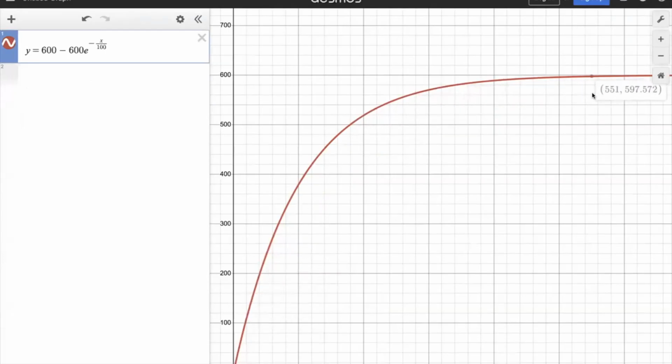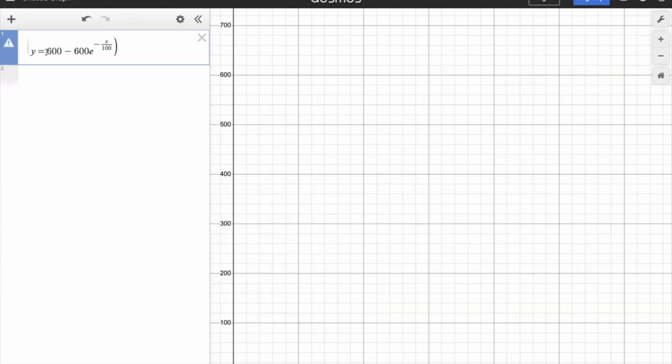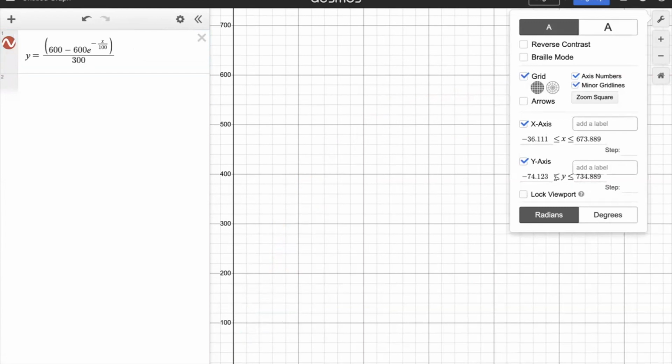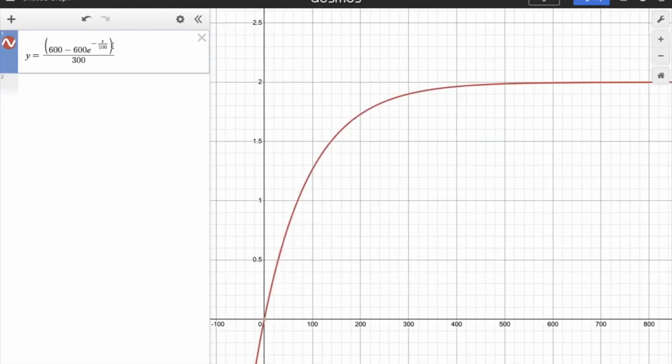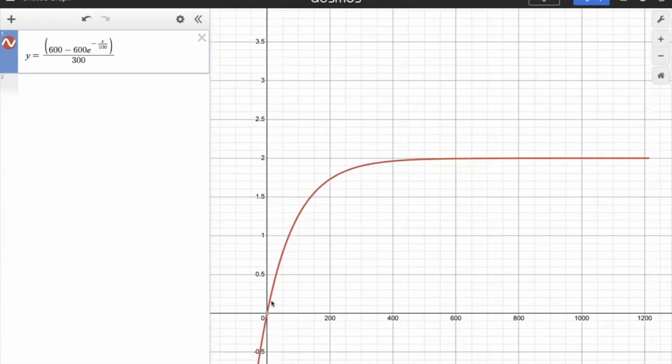So this checks out. And if we wanted to find the concentration of salt in the tank as a function of time, well, there are 300 gallons of water in the tank at all times. So we just divide the number of pounds of salt in the tank by 300 gallons to get pounds per gallon in the tank. And changing the window, we have this. So now it's pounds per gallon as a function of time. And you can see that it is approaching 2 pounds per gallon. Okay, cool, checks out.